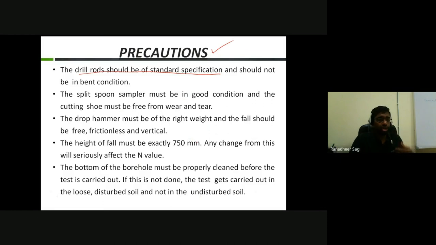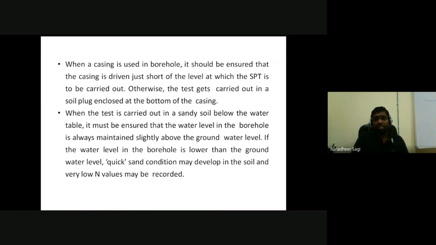Before performing your SPT test, the bottom of the borehole has to be properly cleaned to remove all the disturbed soil particles there, which exist in a loose or disturbed state. In case you are extending the borehole into a sandy soil deposit or a soft soil deposit, you should provide casing, and you have to ensure that your casing is not provided beyond the bottom of the borehole position. You should not push your casing below the bottom of the borehole. All these precautions have to be properly taken into consideration before you say that you are ready for performing your SPT test in the field.